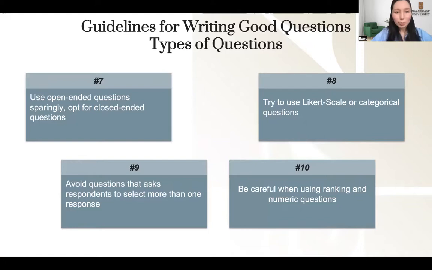In terms of types of question, as we said before, use open-ended questions sparingly. This, as I said, is quite challenging both for the respondent and for the researcher, and opting for close-ended questions is recommended, although of course there are cases when open-ended questions need to be used, but be very careful when you use them. The next is try to use Likert scale or categorical questions.